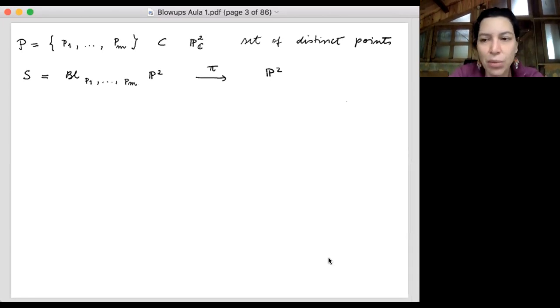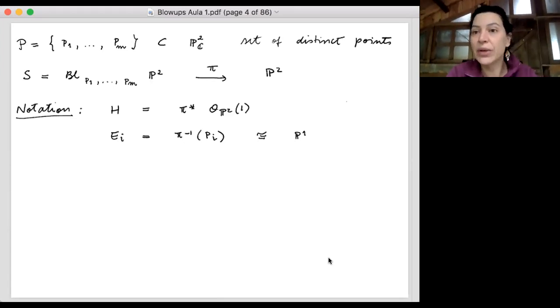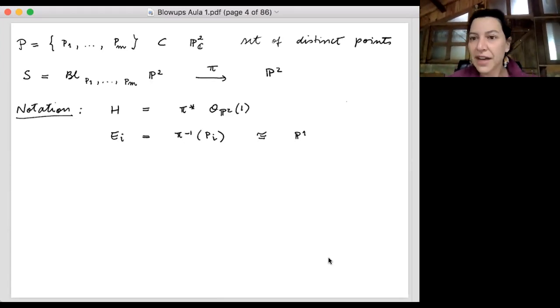from S, which is how I denote the blow-up of P2 at m points, to P2. And the usual notation here is the following. I will denote by H the pullback of the line bundle O_{P2}(1). As usual, I do not distinguish between line bundles and divisor classes. And I will denote by E_i the exceptional curve over the ith blown up point. This is a curve that is isomorphic to P1.